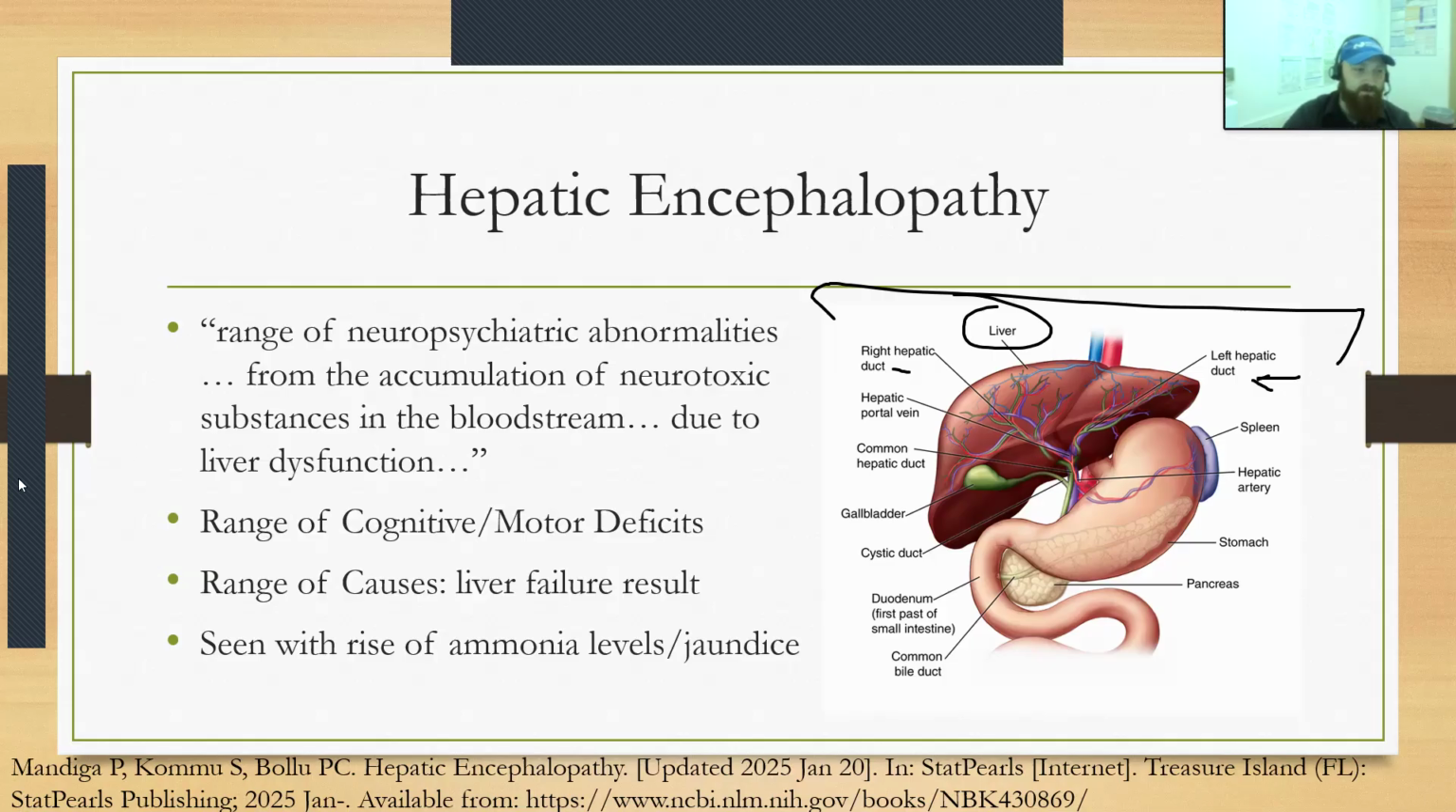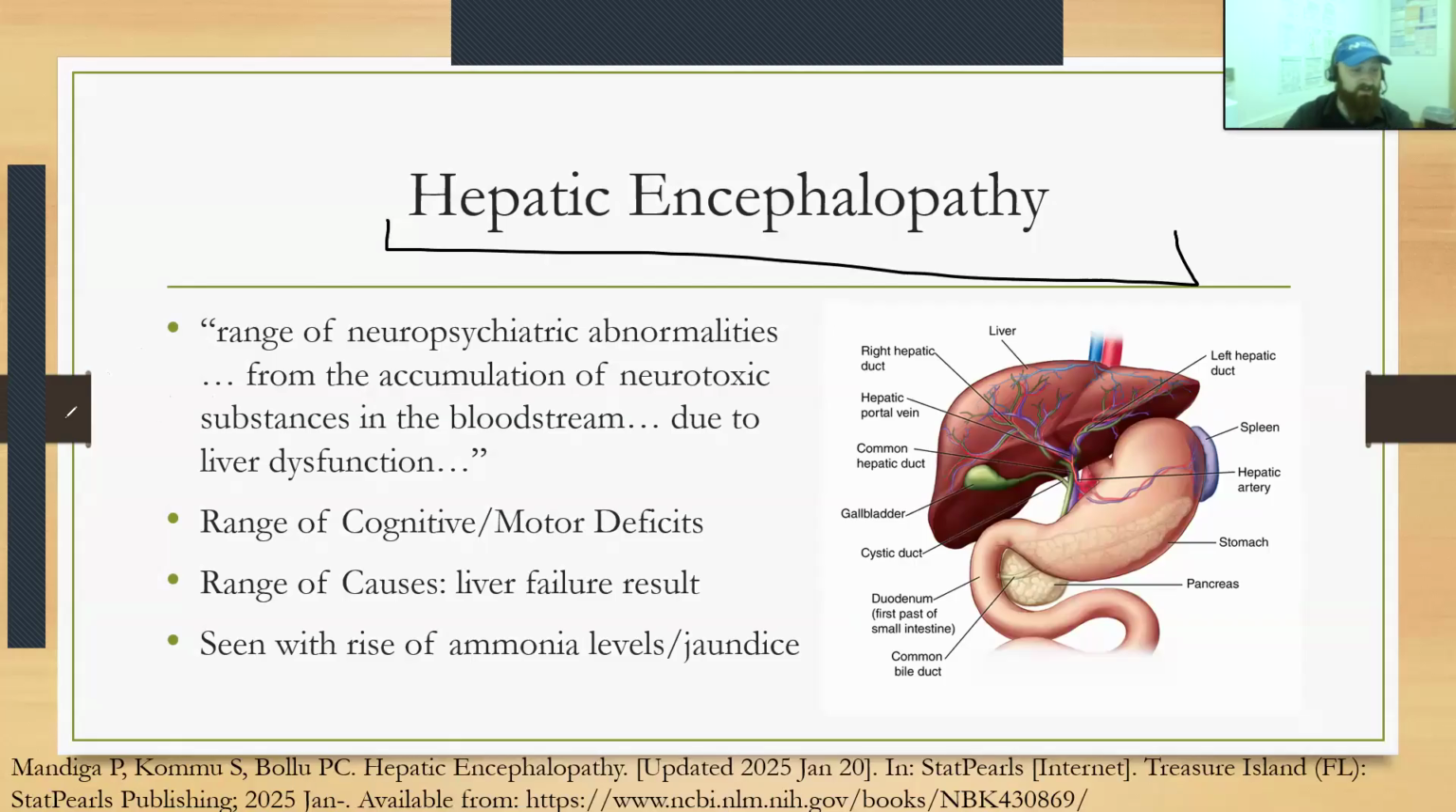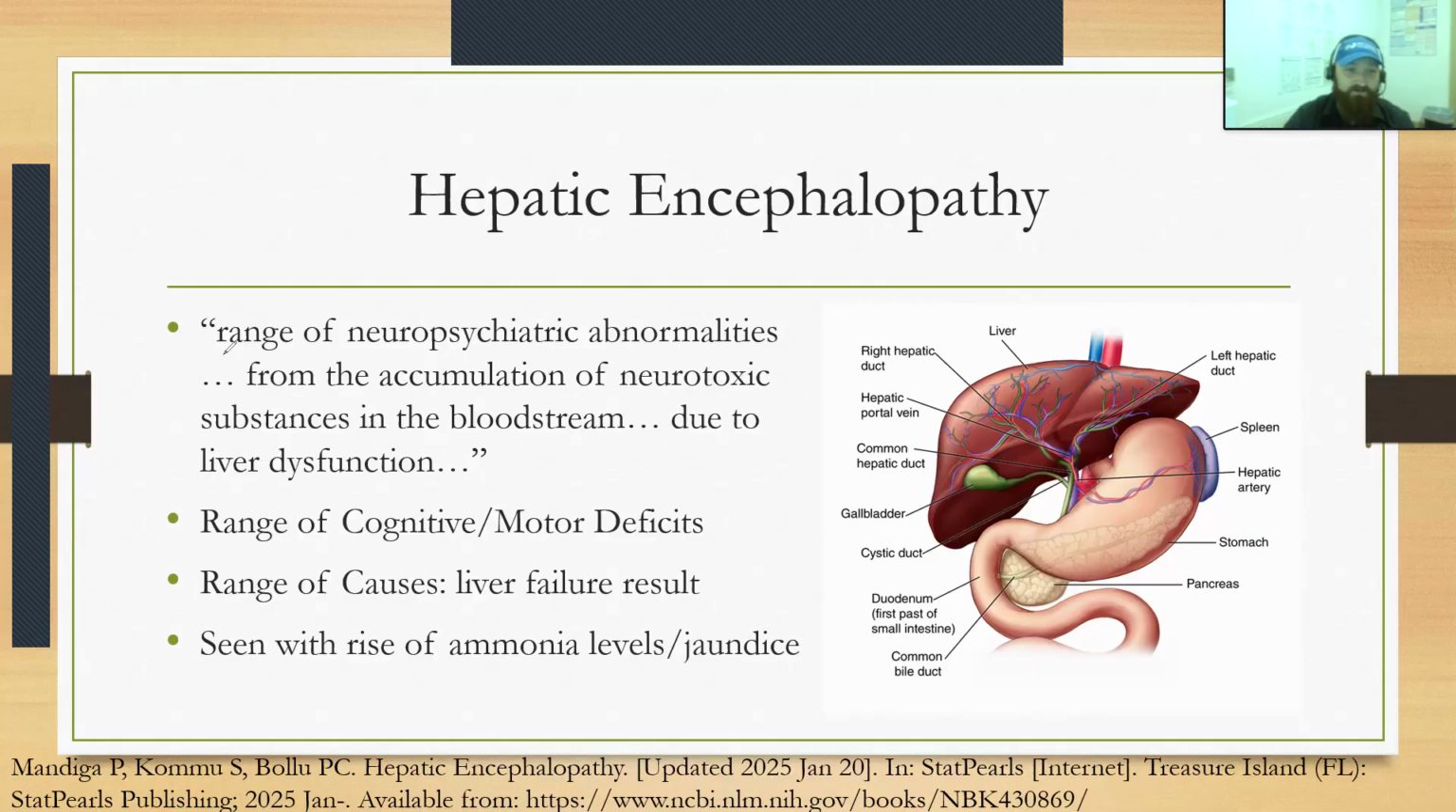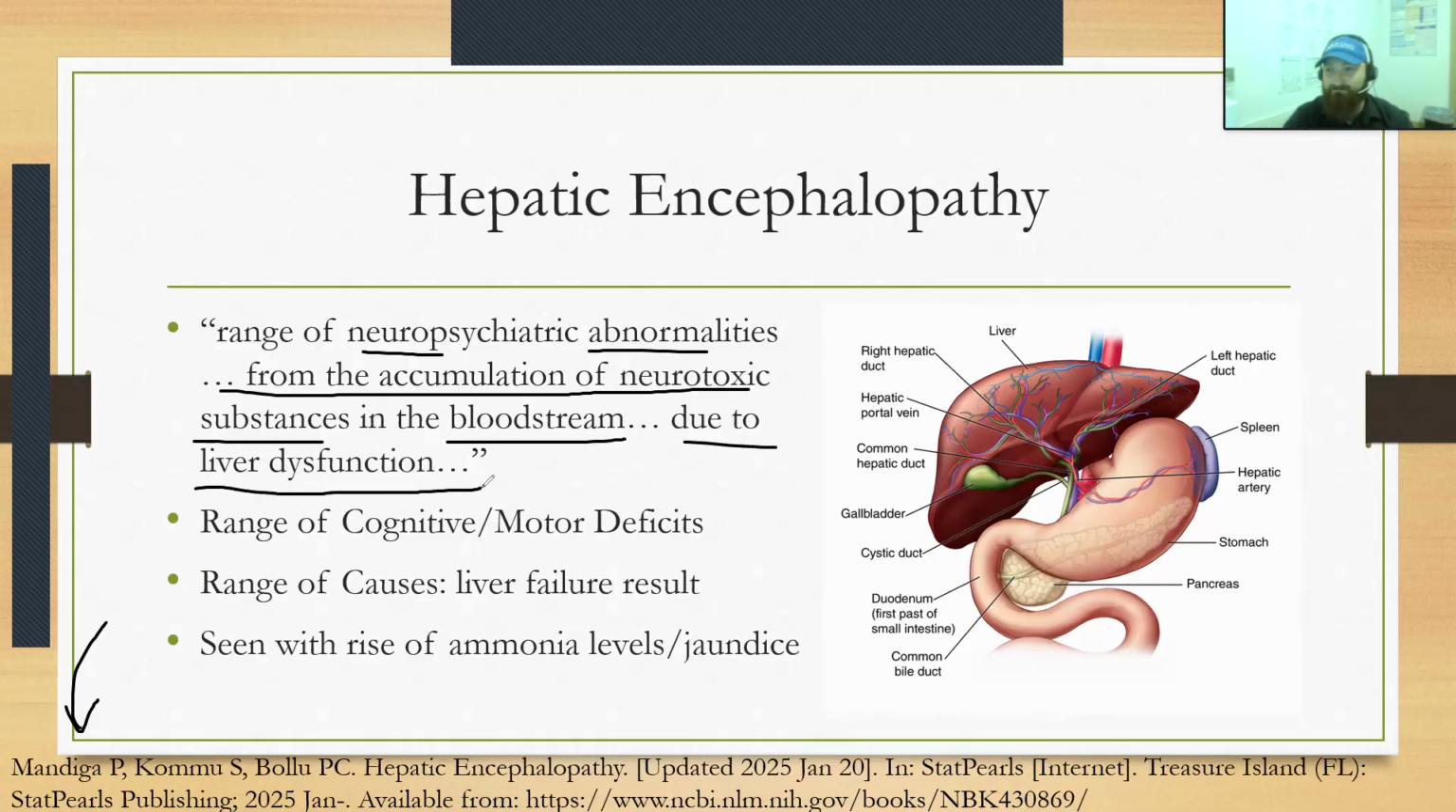And so it's not just important for me to know brain anatomy. I also need to know the rest of the anatomy because it ties into the brain. Because if someone who were to become my client has a diagnosis of hepatic encephalopathy, I need to at least be able to understand what it's saying. Because according to the definition, again, sources in the description below, it is a range of neuropsychiatric abnormalities from the accumulation of neurotoxic substances in the bloodstream due to liver dysfunction.